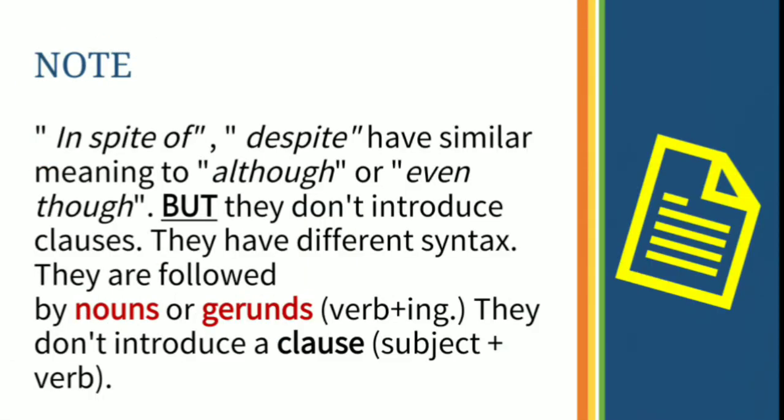A very important fact that we need to know is that in spite of or despite have very similar meaning to although or even though, but they don't introduce clauses. They have different syntax, and we need to know that they are followed by nouns or gerunds, that is the verb plus the ing form. And finally, they don't introduce a clause, that is the subject plus the verb.